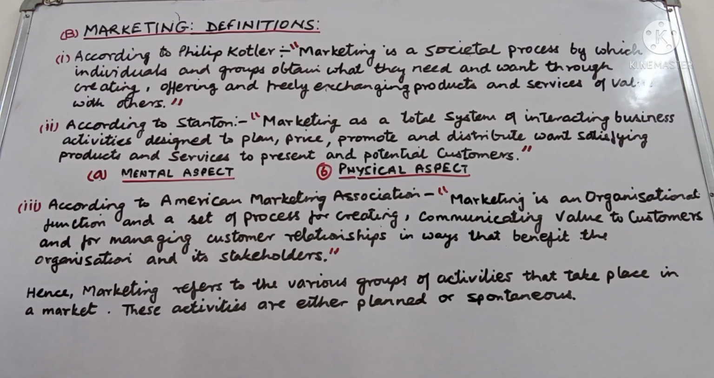So, let me discuss this definition now. Marketing is a total system. That means when we talk about marketing, it is a part of a system around which the organization works. So that is where marketing is the central aspect of any business activities. So, a total system of interacting business activities.